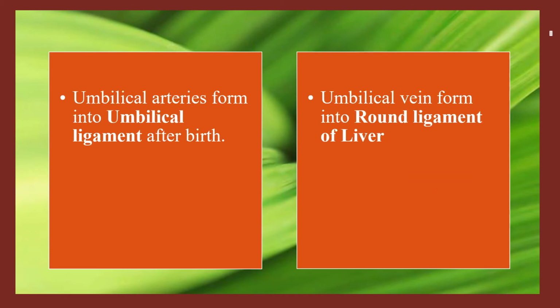As there is no need for the umbilical arteries and umbilical vein after birth, the umbilical arteries become the medial umbilical ligaments, and the umbilical vein becomes the round ligament of the liver, also known as the ligamentum teres hepatis.